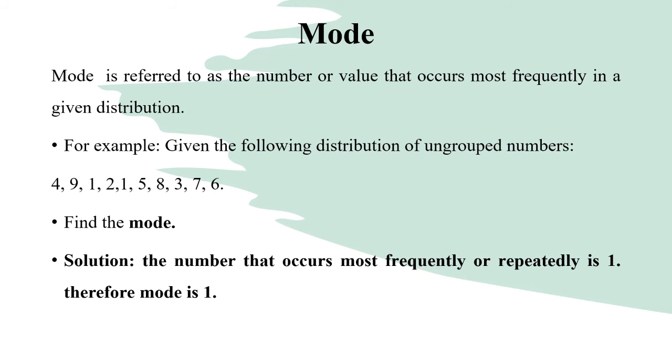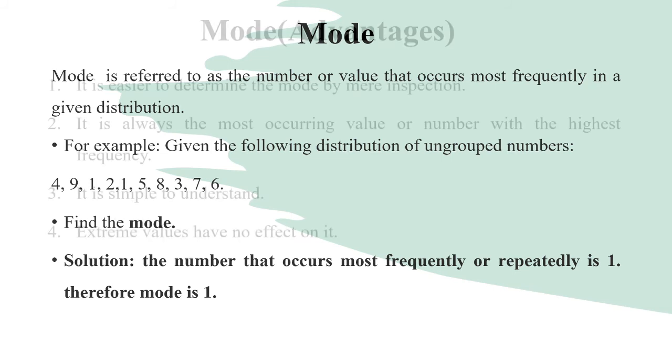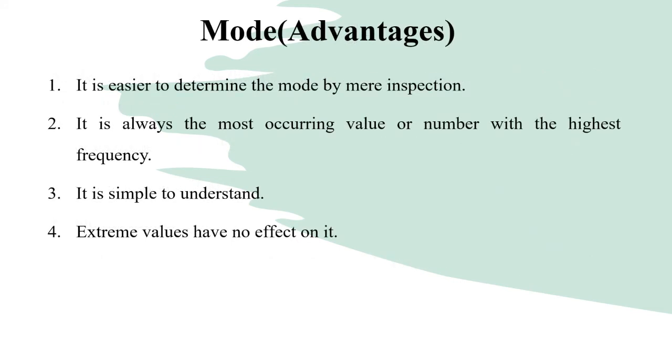The number that occurs most frequently or repeatedly is 1 in our example, and 1 is the mode because it is the most occurring number. Every other number occurs once, while 1 occurs twice. Advantages of mode. 1. It is easy to determine the mode by mere inspection. So by merely looking at the distribution, you can see the number that occurs repeatedly, frequently.